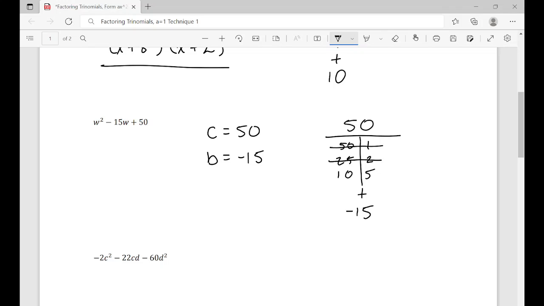So I can look at these two and think, what if both of them were negative? Now, negative 10 times negative 5 is positive 50, and negative 10 plus negative 5 is negative 15. So my factors are negative 10 and negative 5. So there we go. Set up my two parentheses. My variable is w, so put that in the front of each. And then I have a minus 10 and a minus 5, so minus 10, minus 5. And there is my trinomial factored.